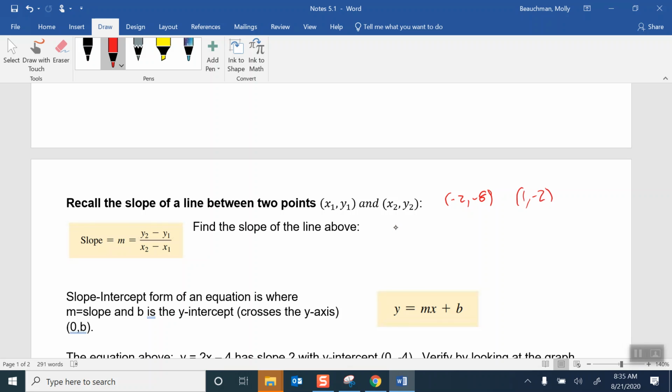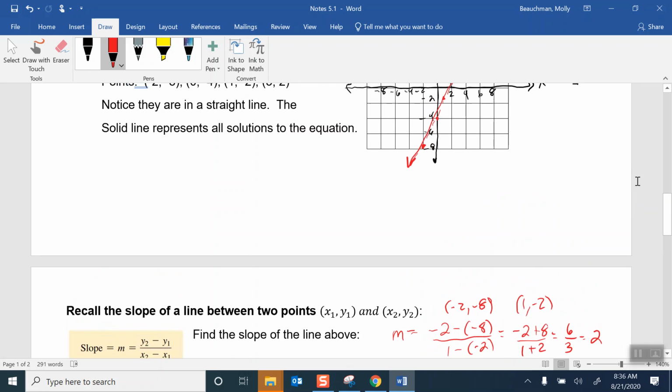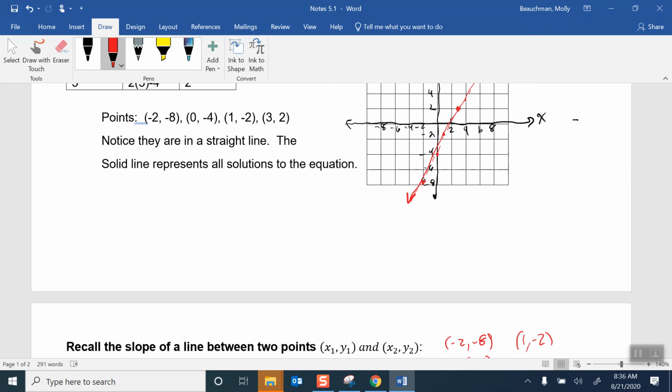When we substitute these into the slope formula, we get the difference in y's, -2 minus -8, divided by the difference in x coordinates, 1 minus -2. We end up with -2 plus 8 over 1 plus 2, which gives us 6 over 3, which is 2. So the slope of our line is 2. It doesn't matter which 2 points we picked. Between any 2 points, our slope is going to be 2. It's a constant rate of change.